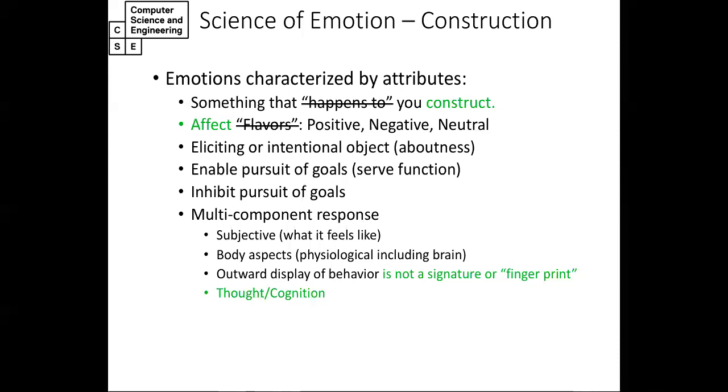We talked about affect as having a positive or negative feeling associated with it. Eliciting aboutness remains the same, inhibiting and enabling goals. And then in the multi-component response, we just simply clarify that the outward display of behavior is not a signature or fingerprint, and the role of thought and cognition and construction. This is really more a slide that's meant to be like how emotions are made and constructing emotions. As you'll see, we'll have one more version of this slide where we talk about what it needs to look like if we want to implement artificial intelligence systems that exhibit emotions.